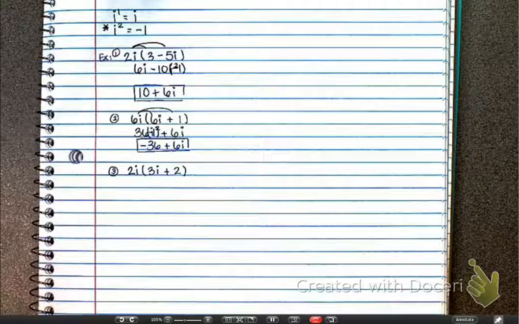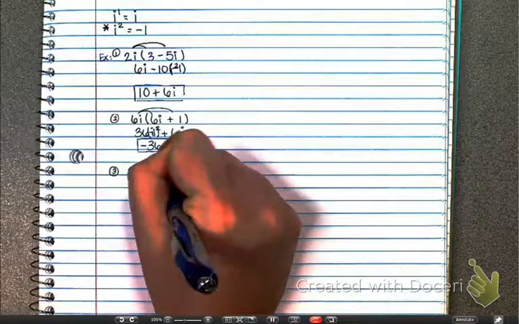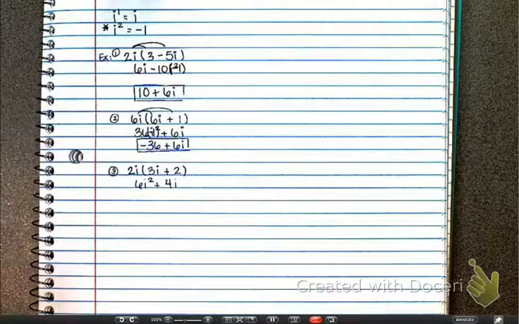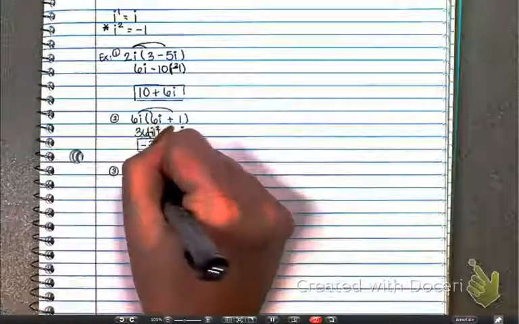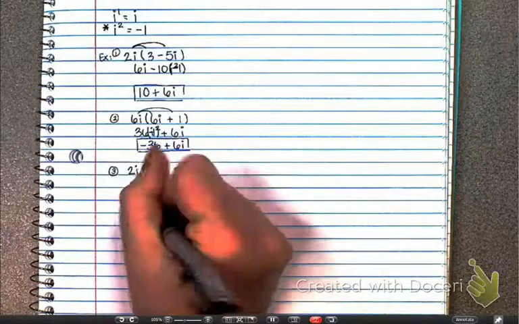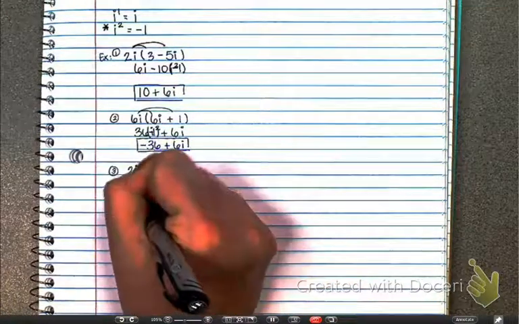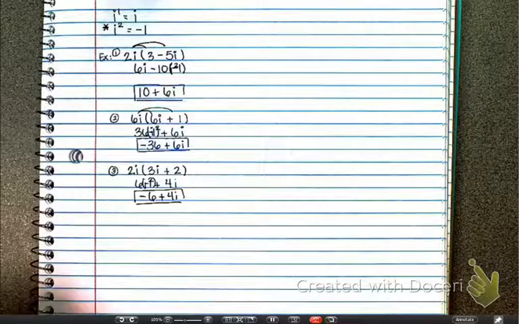So what did you get when you distribute? 6i squared plus 4i. Then you replaced i squared with negative 1. So 6 times negative 1 gives me a negative 6 plus 4i should be your final answer. Yeah? Awesome. Okay, so let's move on to binomials.